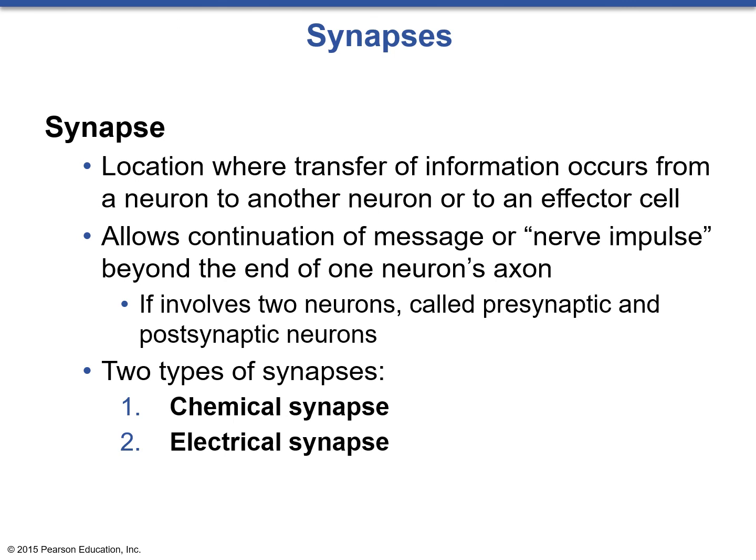So it does this at synapses, where one neuron meets another neuron or an effector cell. And this allows for the continuation of the nerve impulse beyond the end of one axon. Now, there are two types of synapses, a chemical and an electrical synapse.